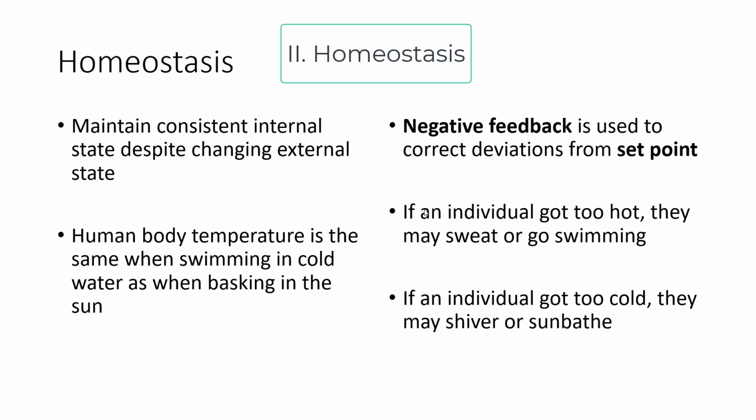What's homeostasis? Homeostasis is the ability to maintain a consistent internal state despite a changing external state. This does mean that there are some fluctuations, but they are around a set point. And take, for example, the human body. The human body temperature is the same when swimming in cold water as when basking in the sun.